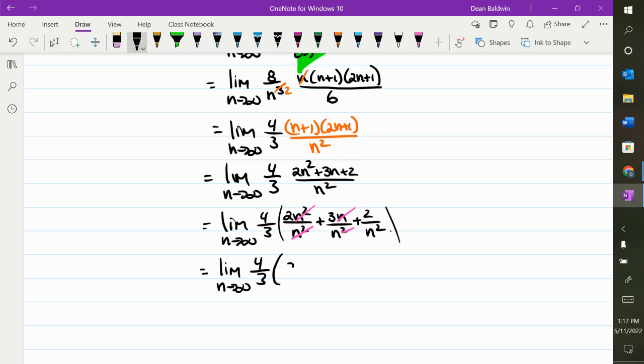Of 2 plus 3 over n plus 2 over n squared. Okay. Now we can do the limit. Yeah, that's the answer I was looking for. So when you put infinity in, what do these two do? They go to 0, right? Because it's a constant divided by infinity. So that goes to 0. That goes to 0. You're left with 2 times 4 over 3, which is 8 over 3.